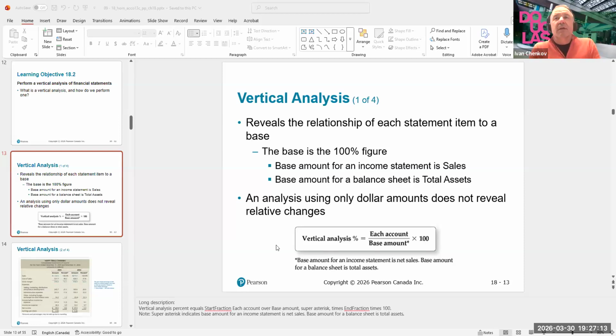Let's go back to the slides and continue, to see what the slides tell us. So again, vertical analysis is going to review the relationship of each statement item based on something that is 100%. For the income statement, 100% is always and always sales. For the balance sheet, well, let's go to the accounting equation. Just a second, let me stop sharing this and go back to the Excel spreadsheet.